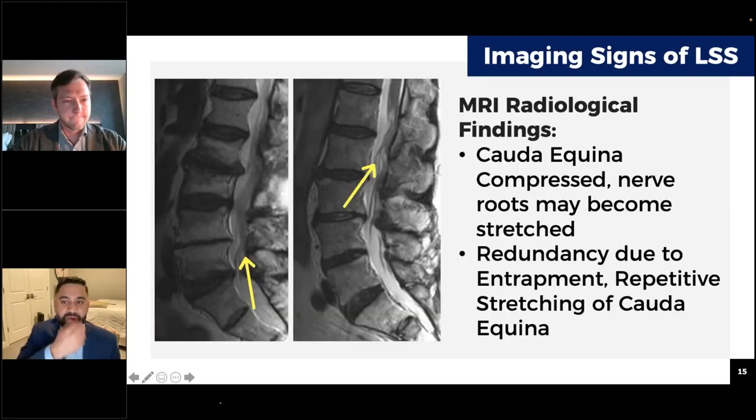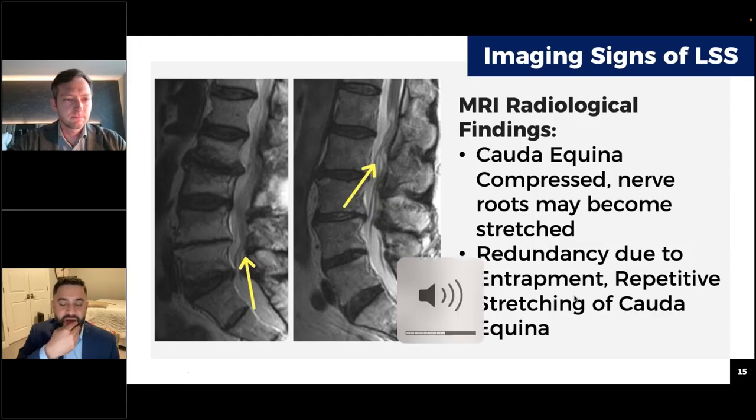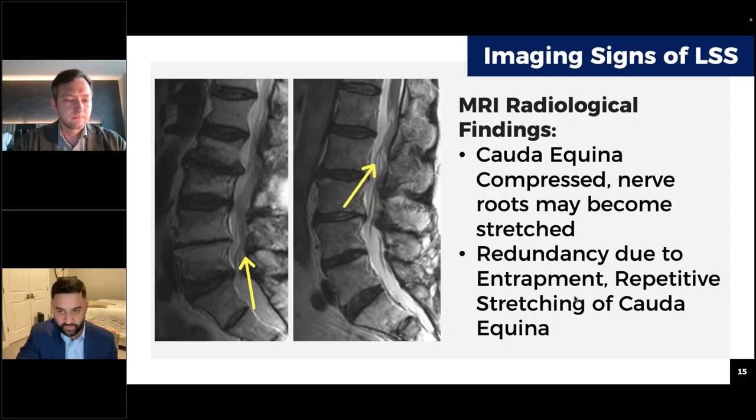So, Dr. Fleming? Yes, sir. I'll ask if you could summarize potentially the most important radiographic findings that you're really looking for when you're reviewing MRI or flexion extension imaging for this spinal stenosis patient.